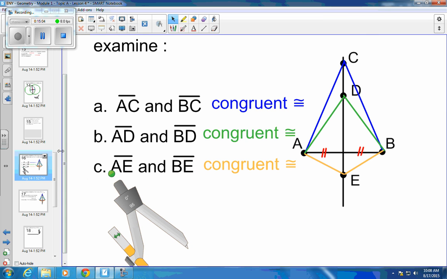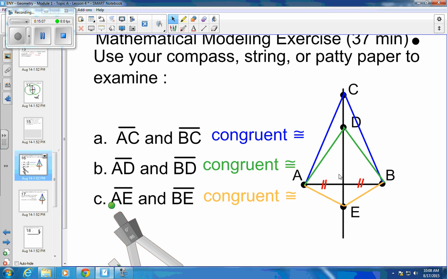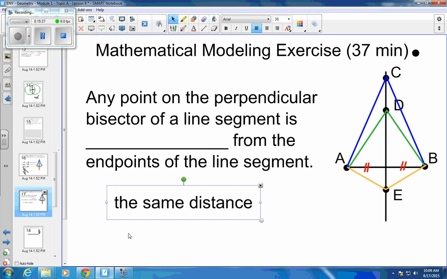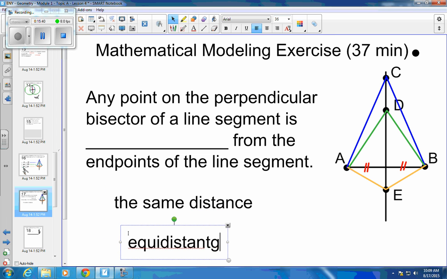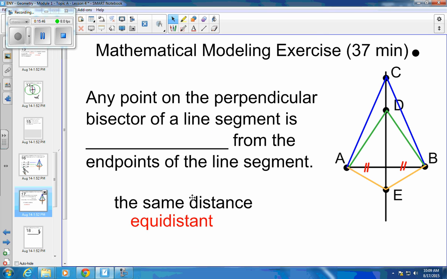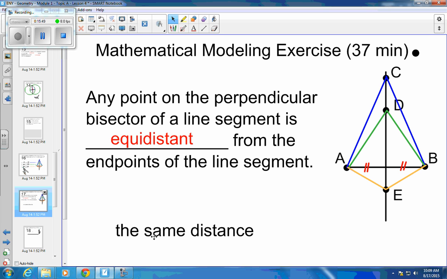So it would be likely to guess that every point on this bisector is going to be the same distance to the endpoints of the segment that it bisected. So any point on the perpendicular bisector, C, D, E, or any other one you draw, of a line segment is the same distance from the endpoints. A and B are the endpoints. But instead of writing the same distance, we write the word equidistant. So that word equidistant means the same distance, but equidistant is the geometry word for that.